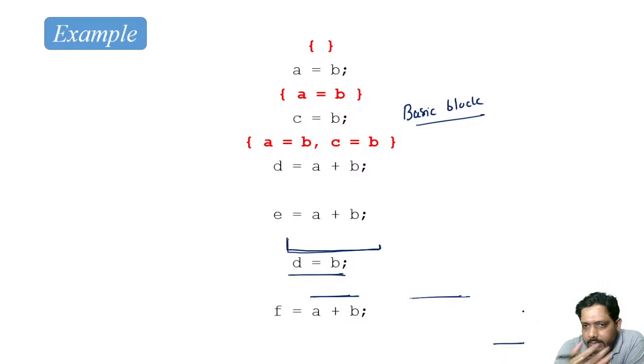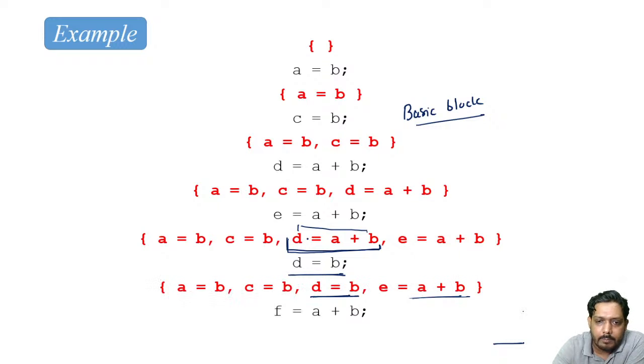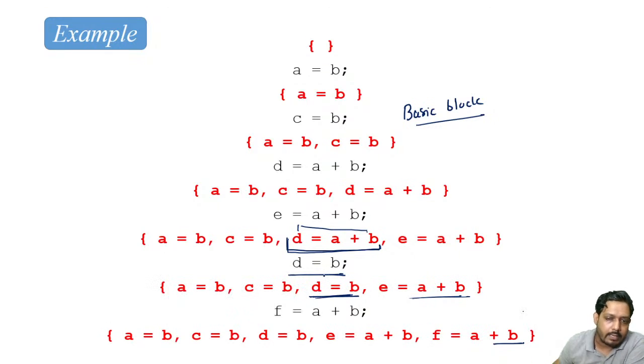C is equal to b, yeah, it is also available. D is equal to a plus b, that is also now available. E is equal to a plus b, that is also available. Now when you say d is equal to b, in that case this d assignment, that is a plus b, will be invalidated. So now here d will be gone, and now only d is equal to b is available, and here the entire expression is available.